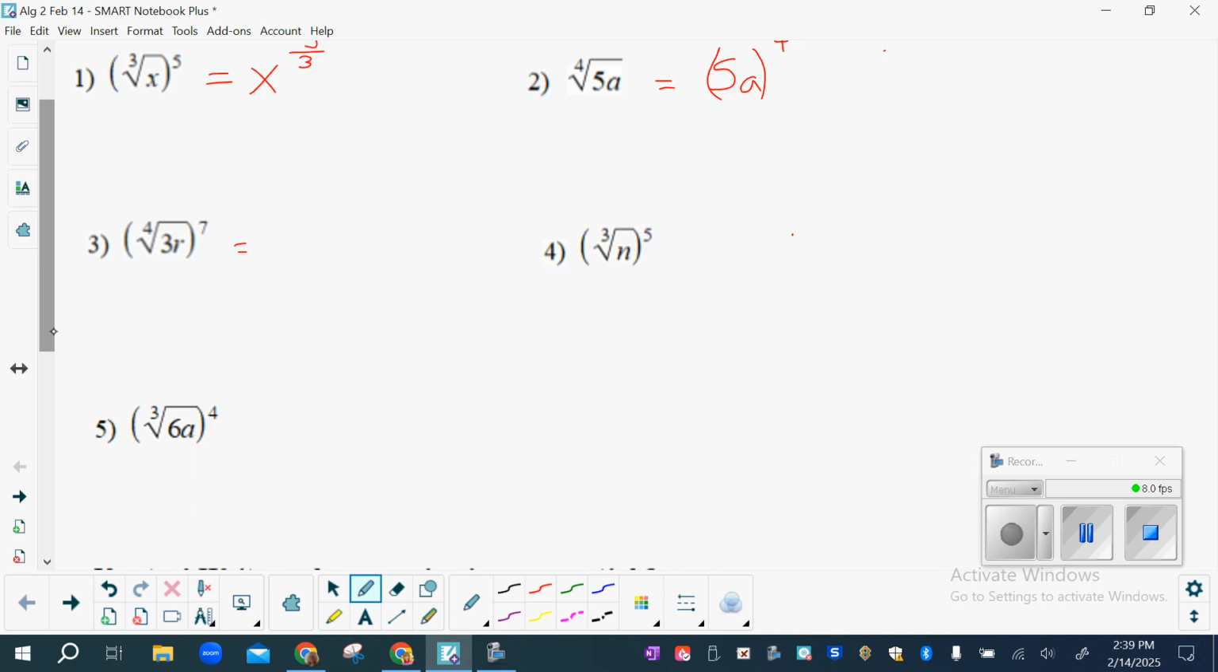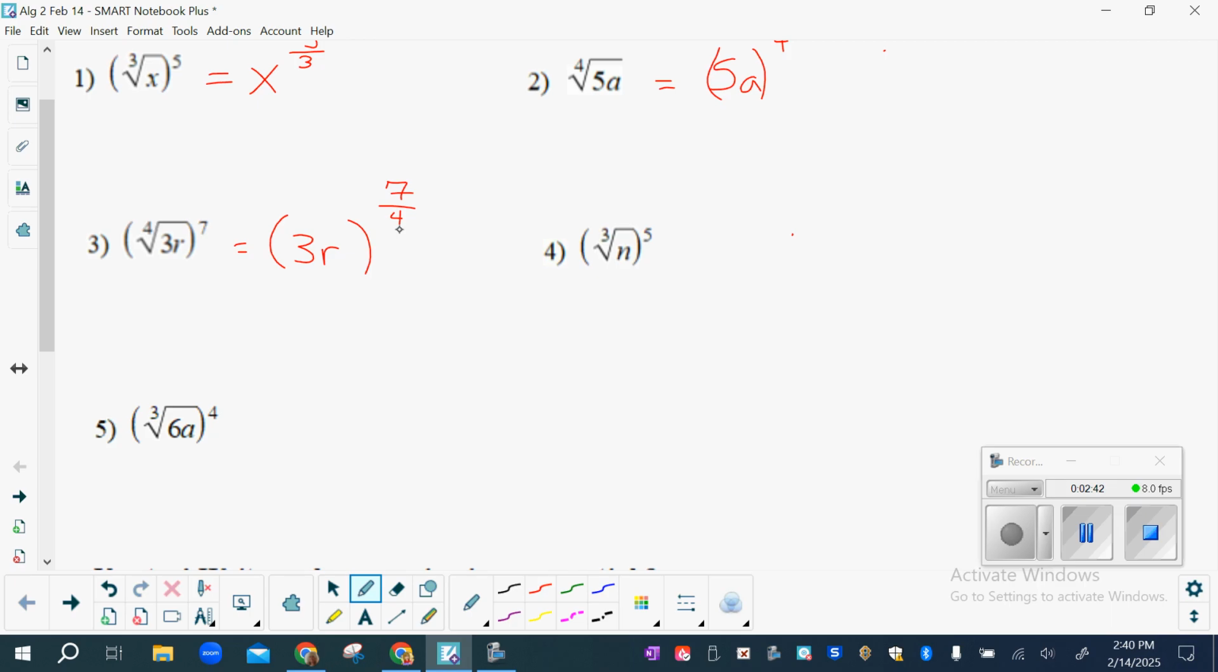So this group here, tell me how to rewrite this one in exponential. 3r and 4/7. Good. 4/7 or 7/4? 7/4. Good. So the root or the index goes on the bottom, and then this goes up on the top. So we're just changing from radical forms to exponential forms here.